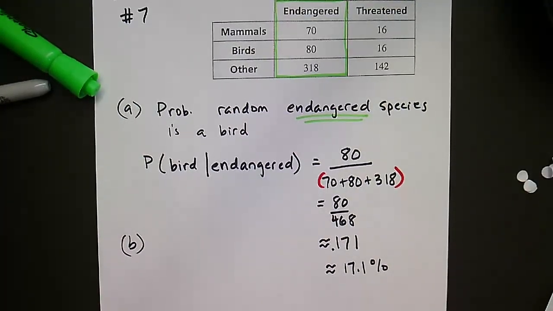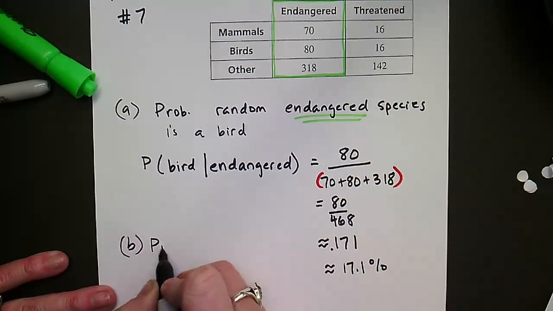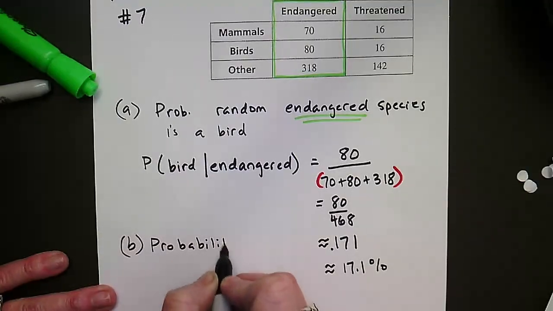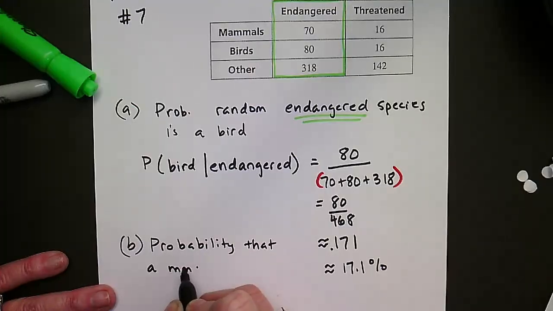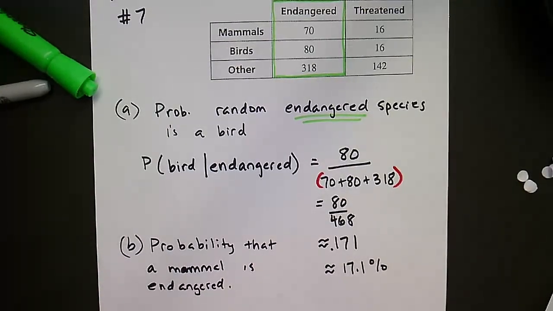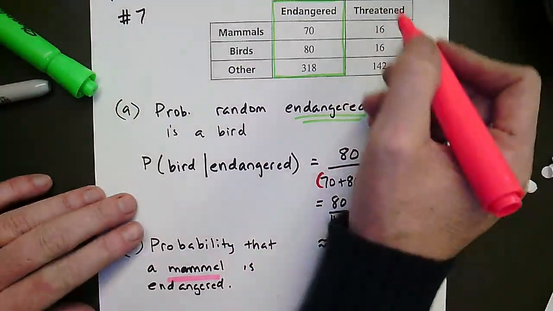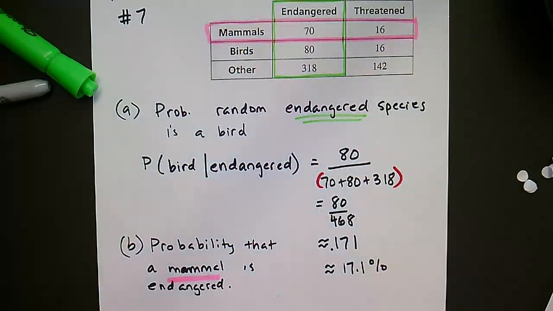They also wanted to do the probability that a randomly selected mammal is endangered. So this is a probability that a mammal is endangered. Okay, so this time they are telling us, hey, you have a mammal. The probability that it's a mammal. So it's still conditional probability, but it is going to be here out of the mammals category. We are just looking here in mammals.